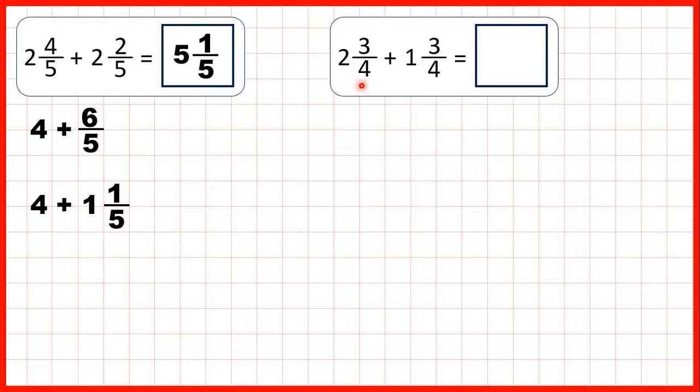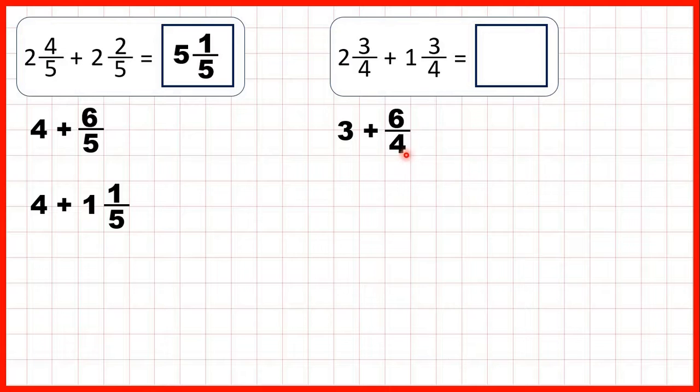Now we have 2 and 3 quarters, and we're adding 1 and 3 quarters. If we add the fractions together, 3 quarters plus 3 quarters is 6 quarters, but that's an improper fraction, so we'll know that we're going to need to change it back into a mixed number, and then add that to our whole numbers. So 2 plus 1 is 3, and 3/4 plus 3/4 is 6/4, because remember, when we add fractions, the denominator stays the same.